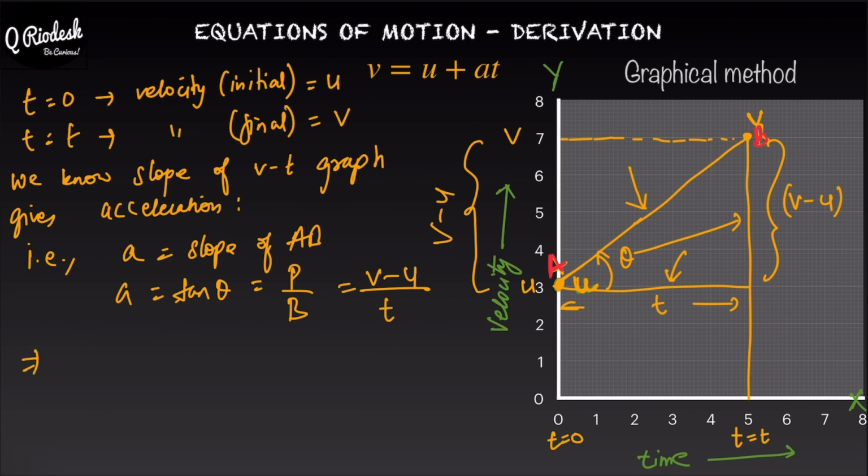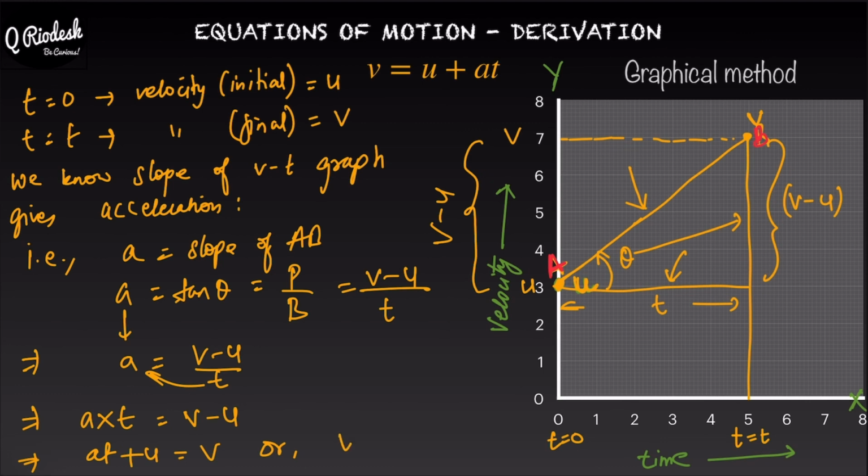Now let's sum it up. That is, a is equal to v minus u upon t. Let's cross multiply: a times t is equal to v minus u. You take the u to the other side, and negative u becomes positive u, so we have v equals u plus at. That's it. It's fairly simple.